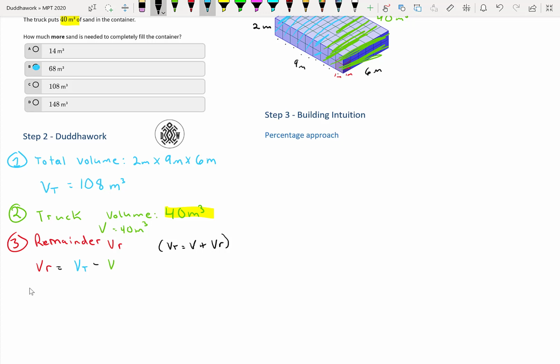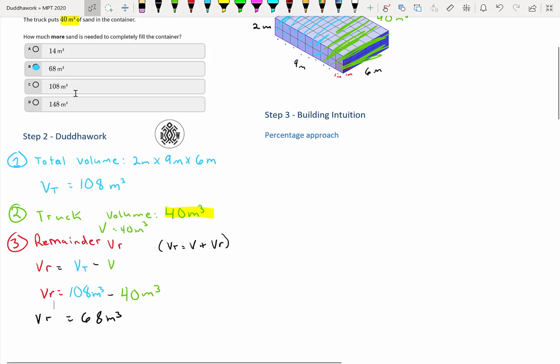And then when we do the math, it's 108 meters cubed minus the 40 meters cubed. And that is that VR is equal to 68 meters cubed, which confirms our answer. So again, it's 68 meters cubed.